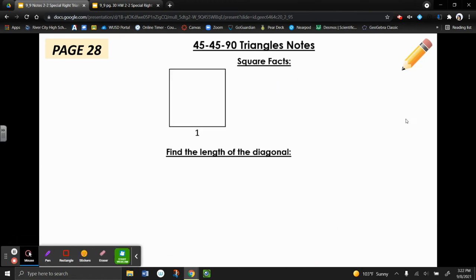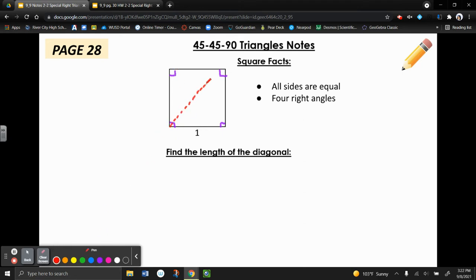So now let's take a look at 45, 45, 90. So 45, 45, 90, let's first talk about squares. So squares, we know all sides are equal, and we have 4 right angles. So next thing we're going to do, in order to form a 45, 45, 90 triangle, we're actually going to split the square in half. So this creates a 45, 45, 90 triangle. So there's a 45, there's a 45.